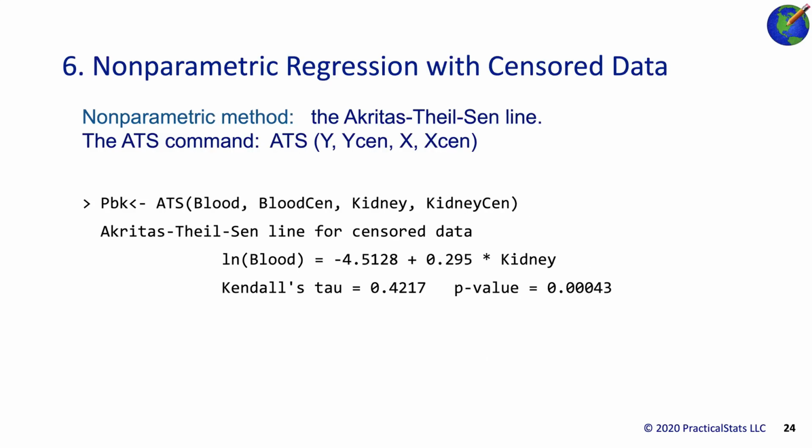All right, non-parametric regression. You can do that. The Akritas-Theil-Sen line, it's the ATS command in NADA2. With ATS, you can have censored values for both Y and X. That's not available yet in regression. In regression, the X variable is not to be censored.